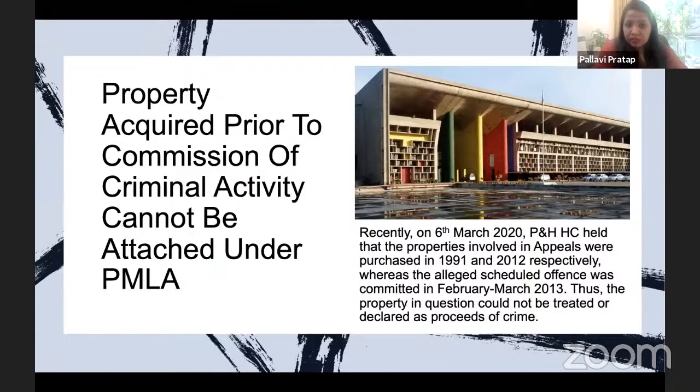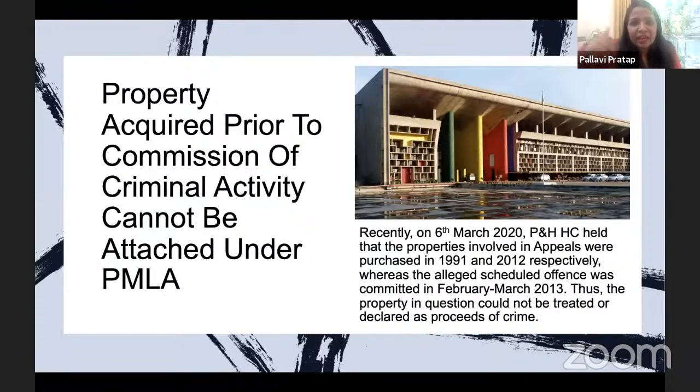Now, this one happens to be a very recent judgment. It was this year only. This was primarily about property acquired prior to the commission of criminal activity, which cannot be attached under PMLA. Anybody who is practicing as far as PMLA is concerned would have always come across these matters, because in my experience, at least what I've seen is that when PMLA is sending an attachment order, they will find out all the assets that one owns.